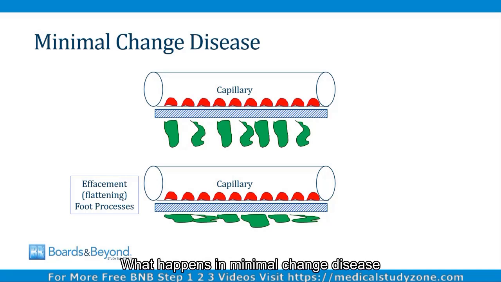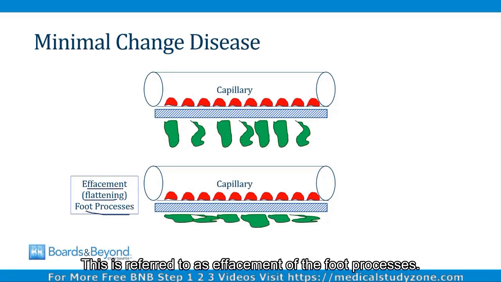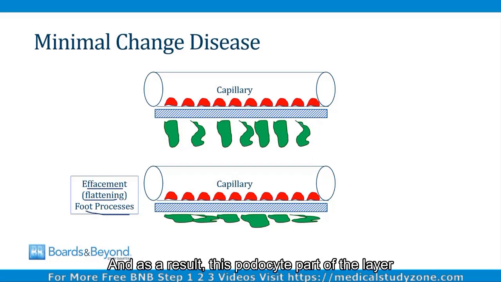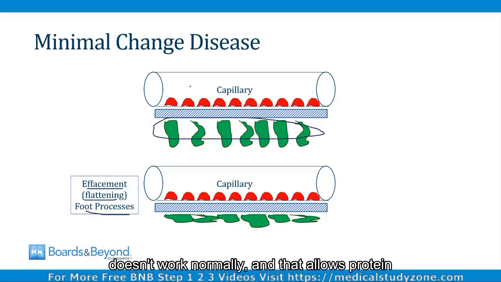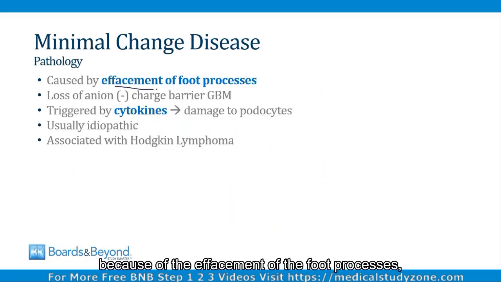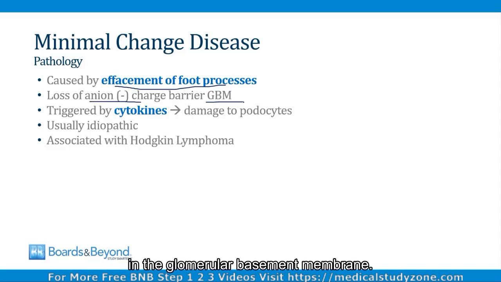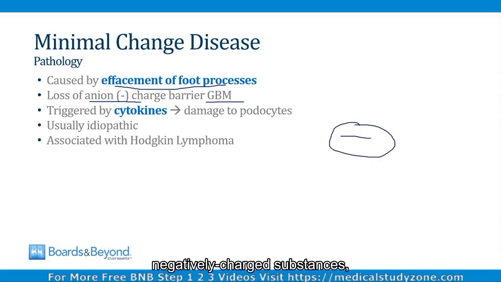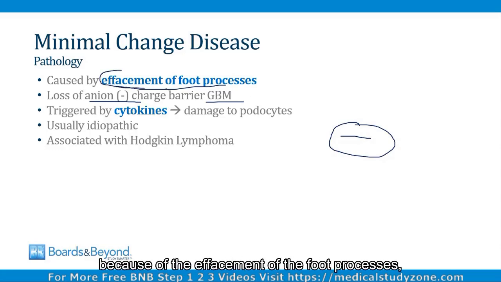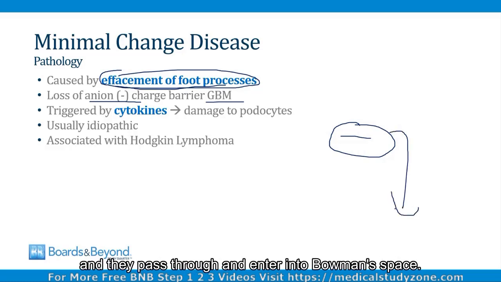What happens in minimal change disease is the foot processes of the podocytes become flattened. This is referred to as effacement of the foot processes, and as a result this podocyte part of the layer doesn't work normally, and that allows protein to leak through and enter the urine. In minimal change disease, because of the effacement of the foot processes, there's loss of the anion or negative charge barrier in the glomerular basement membrane. So normally the filtration barrier repels negatively charged substances, and albumin has a negative charge. In minimal change disease, negatively charged substances are not repelled and they pass through and enter into Bowman space.